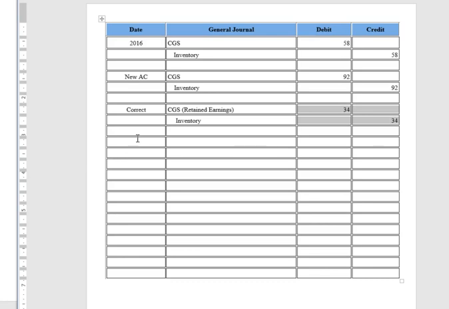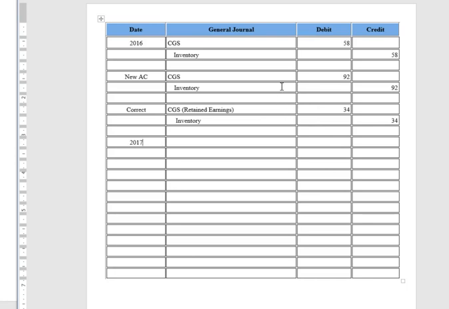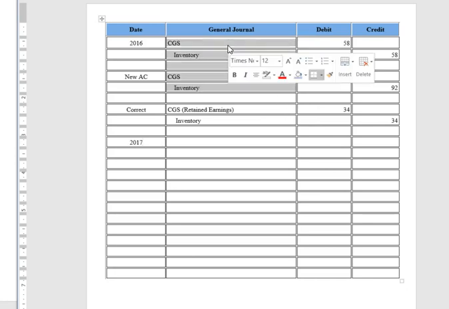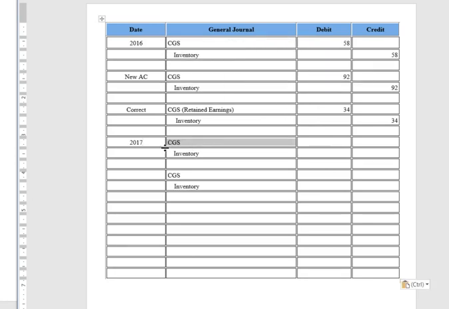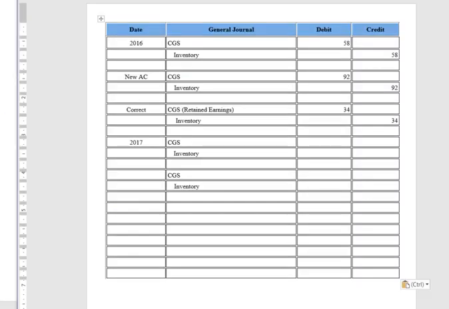But now remember, we're 2 years out. So now let's look at 2017. Because between 2016 and 2018, there's 2 years. Well, the same thing, and I'm just going to copy this because it's going to be the same concept. So in 2017, we hit it for 60, and we should have hit it for 96. So we actually hit cost of goods sold for 60. We should have hit cost of goods sold for 96.